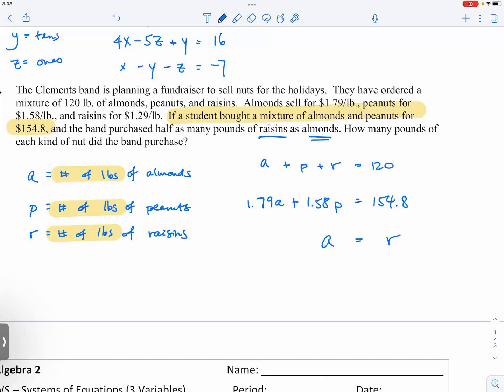Almond is more. So therefore, you need to multiply the R by 2 so that they're equal. Half as many pounds of raisins as almonds. So almonds more, raisins less. In order to make them equal, you got to double up the raisins in order to make this an equation. Okay?